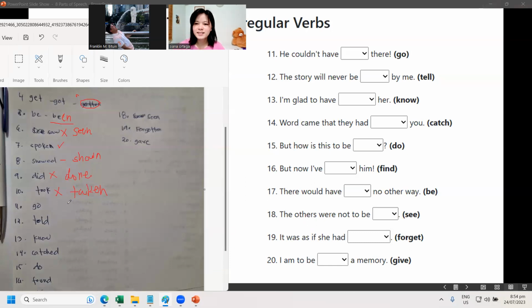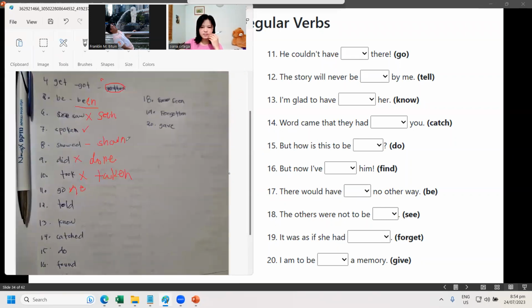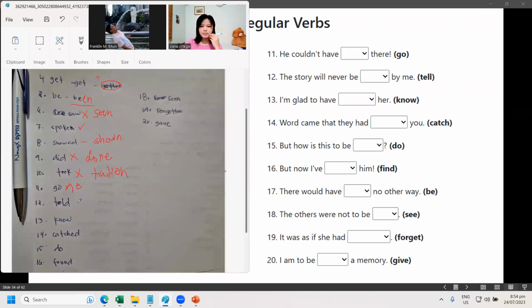Number 11, go. Go is the same. It should be gone. Go, went, gone. Tell, told. Yes, so it's the same. Will be told. So it's still correct. The story will never be told. This one is known. Knew is past tense. Known is the past participle form. Catch. What's wrong? This is irregular. So you say caught.